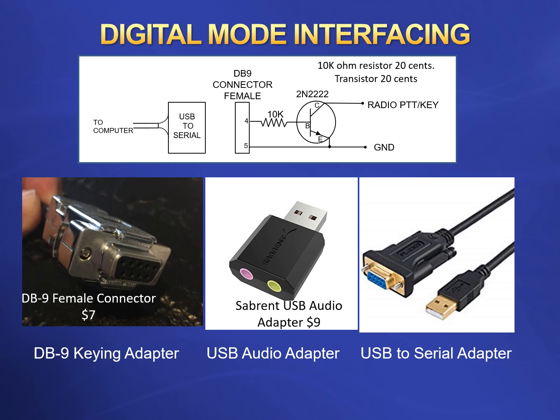And they're relatively cheap. You can buy the resistors in bulk, get them about 20 cents or less each. Same thing with the transistor, 20 cents or less. A USB to audio adapter, $9, $7 for the connector for DB9 serial, and USB serial connector is about 12 bucks.